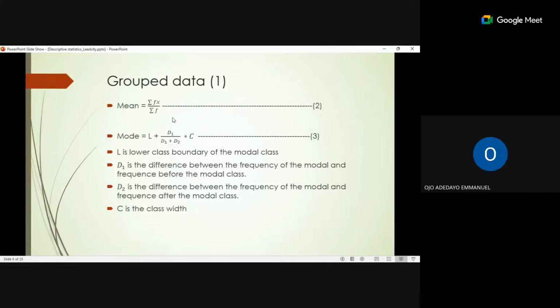Now, look at this formula for mode. Please just follow me like that. Now, the first thing is L means lower class boundary of the modal class. So that means that we have to get what we call the class boundary. When you get the class boundary, then you can get the modal class. Remember that the modal class is the one with the highest frequency. Let's go and get the class boundary first.